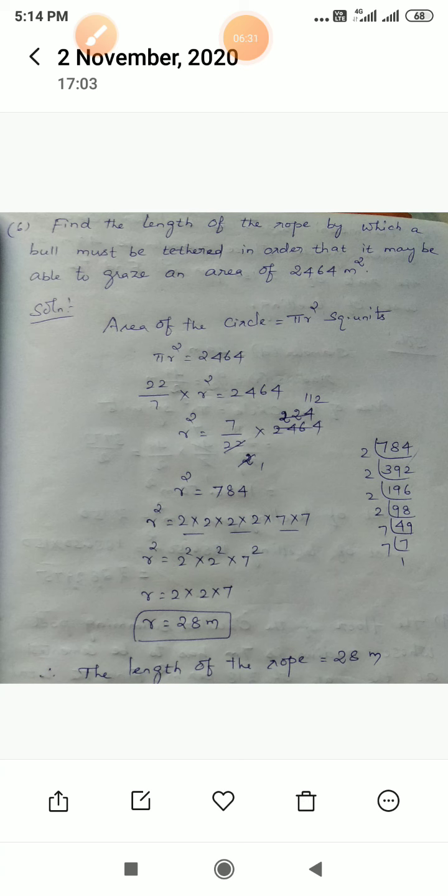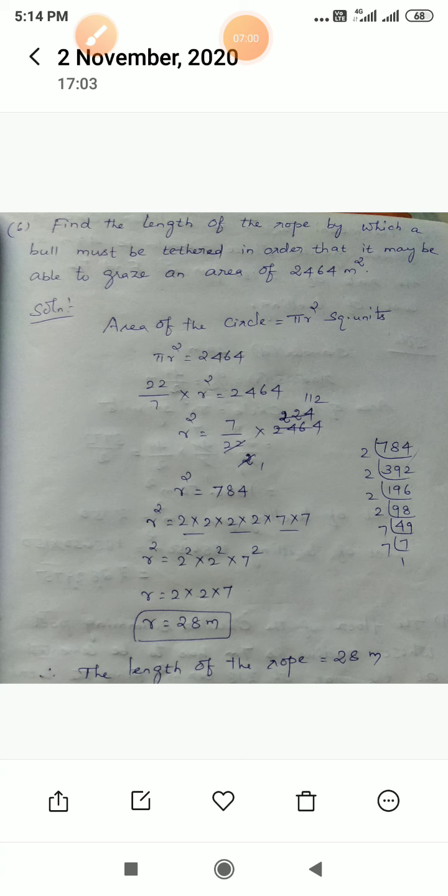49 is an odd number. So we divide this by 7 table. 7 sevens are 49. Finally we split 784 into 2 into 2 into 2 into 2 into 7 into 7. 2 into 2 means 2 square into 2 square into 7 square. Now see left and right side. The powers are same. In multiplication we equate the base. So value of r is equal to 2 into 2 into 7.